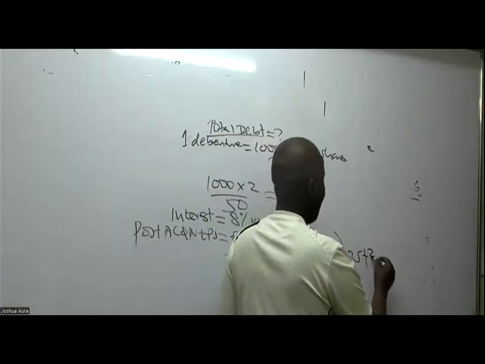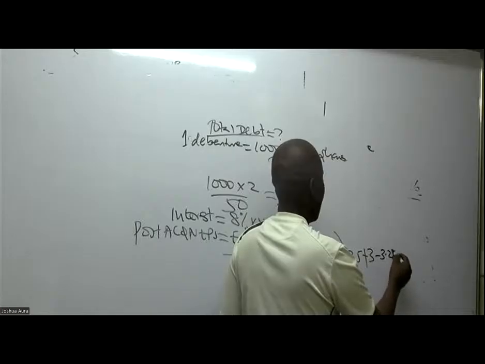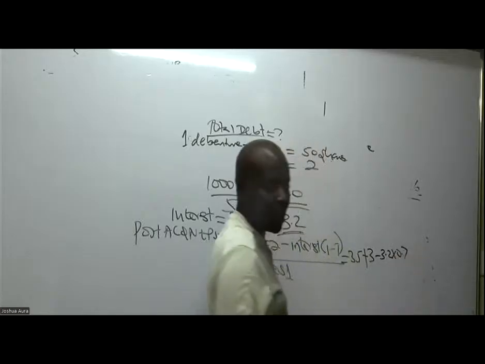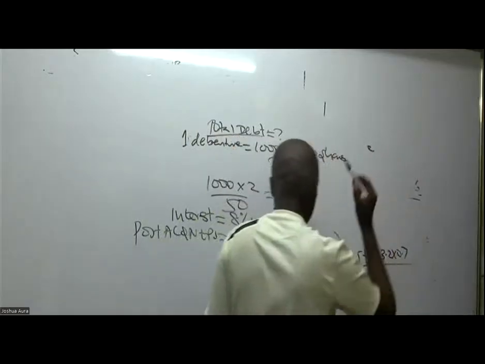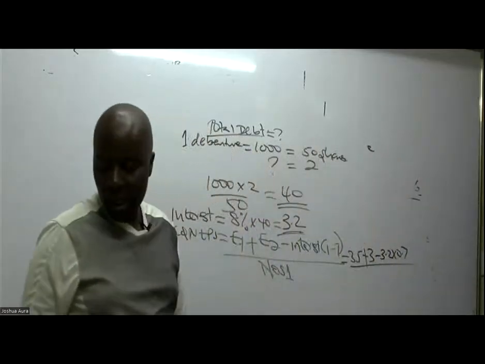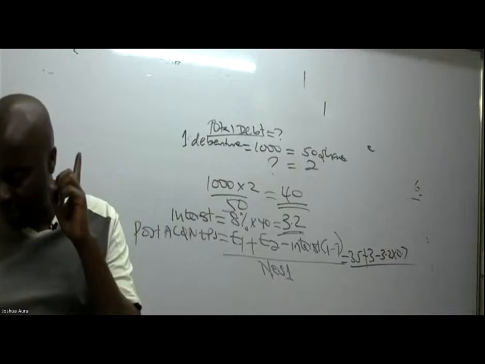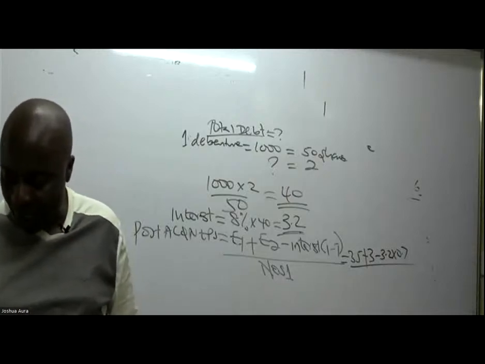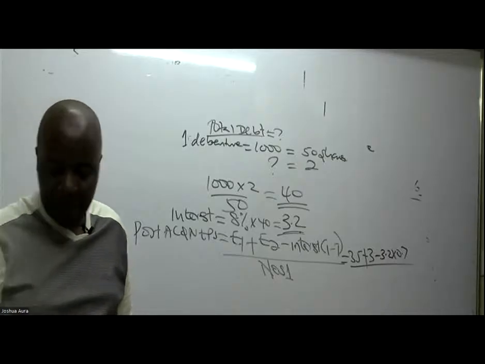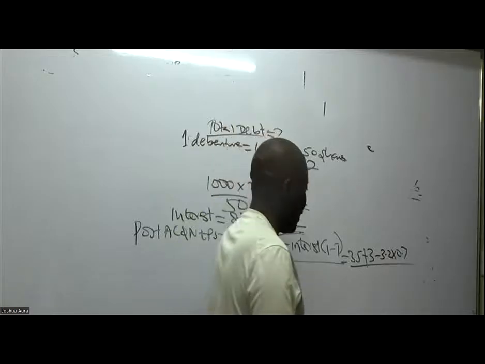Interest, I already have 3.2, times, I want to imagine the tax is 30%. Divide this by the number of ordinary shares of the first company, the predator company. The number of shares here is 10.